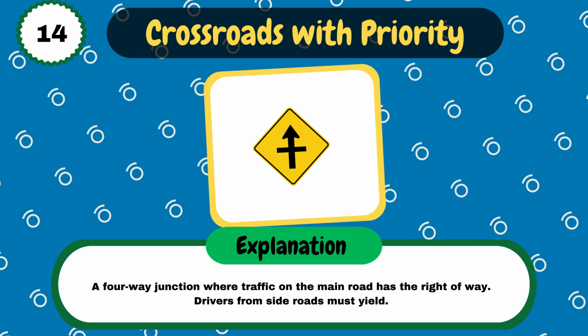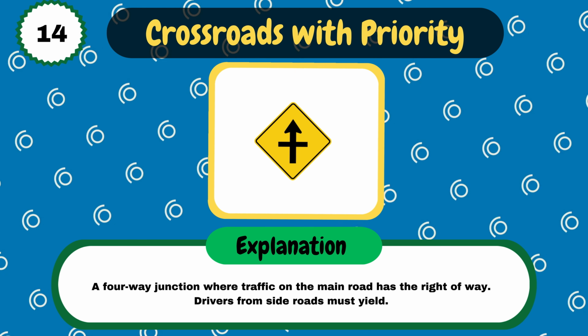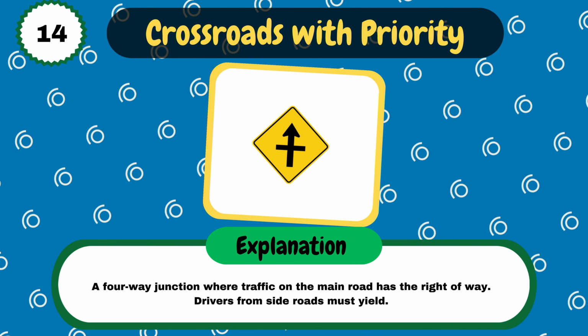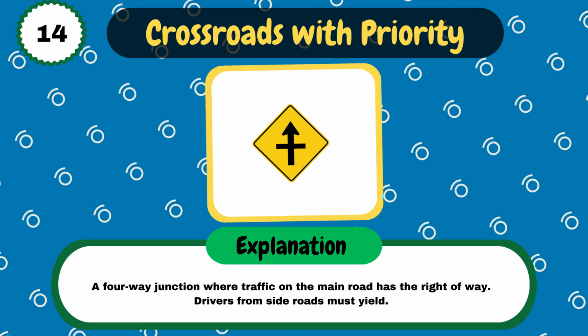This is the crossroads with priority sign, and it means you're approaching a four-way junction where the main road you're traveling on has the right of way. Vehicles from side roads must yield to you, but drivers should still approach cautiously.